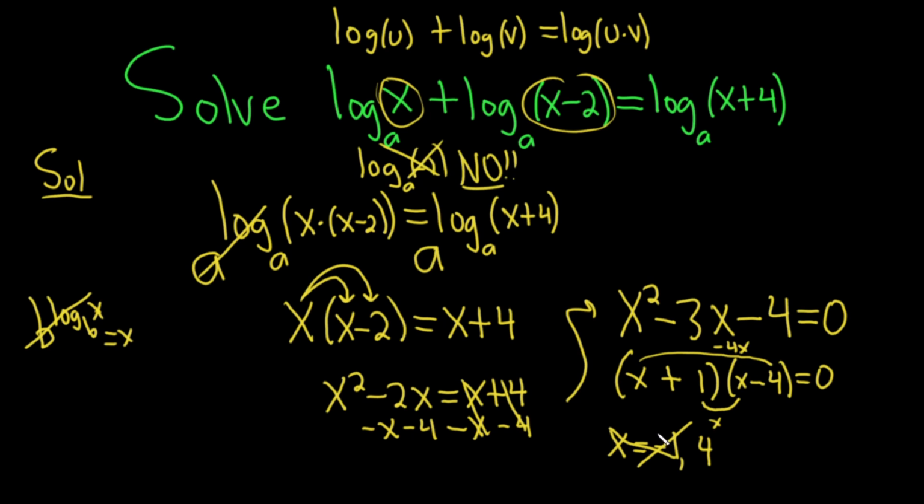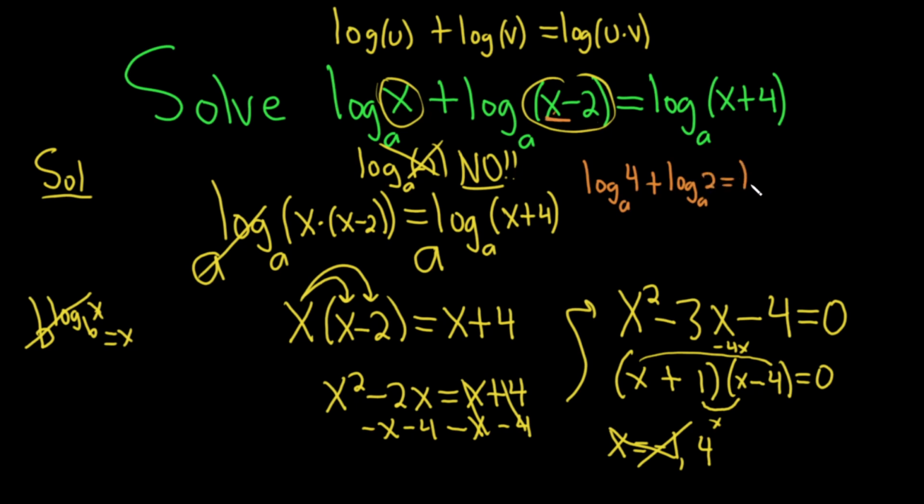So the last thing we have to check is the number 4. I don't know if it's going to work because I have not done this problem, so let's go ahead and try it. So let's put a 4 everywhere we see an x. And it's important that you use the original equation when you're checking. Then here we have log base a. 4 minus 2 is going to give us 2.